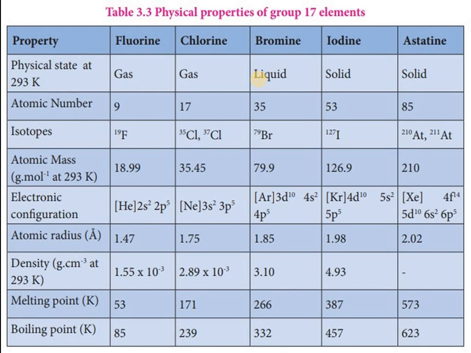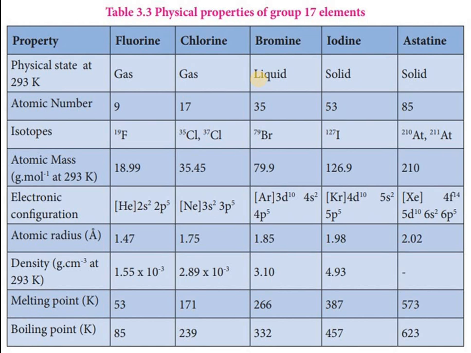So next is regarding electronic configuration. In fluorine, the outer electronic configuration is 2s2 2p5. It means it belongs to the second period and 17th group. Similarly, the third period is chlorine, fourth period bromine, fifth iodine and astatine in the sixth period. As you know, down the group atomic radius increases because of the increase in the number of shells. Density of the halogens increases down the group.